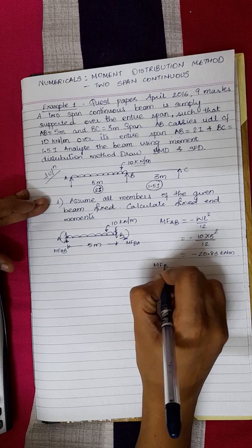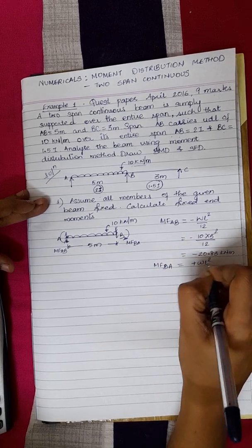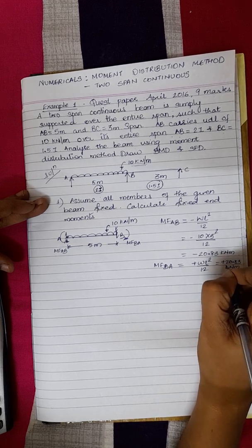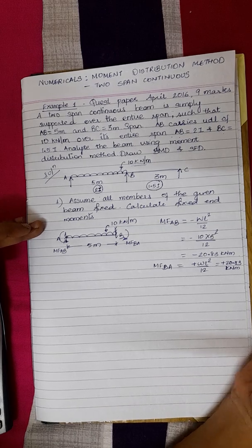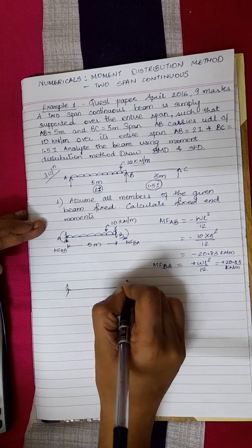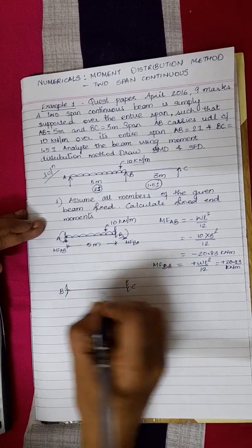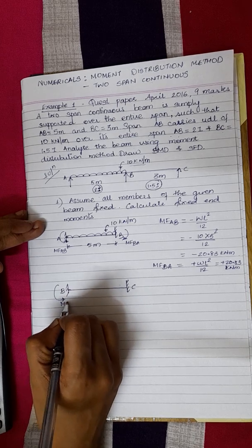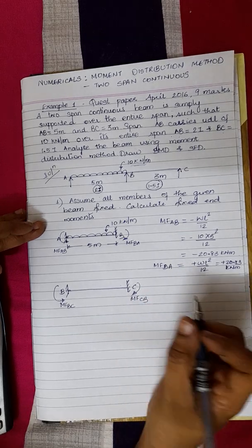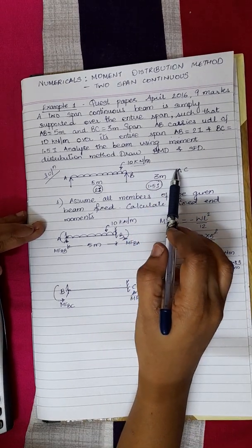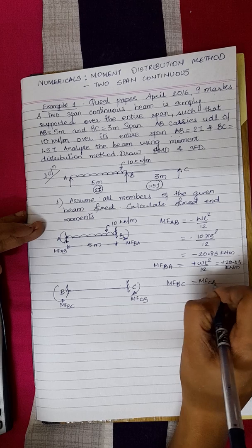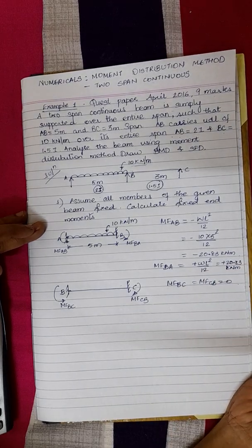Similarly, MF BA is equal to positive WL square by 12, the same value but positive in sign. So we got MF AB and MF BA. Similarly, consider BC as fixed and calculate MF BC and MF CB. Given that there is no load on this span, MF BC and MF CB are equal to 0. So this completes our first step.